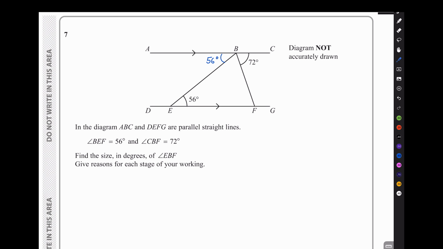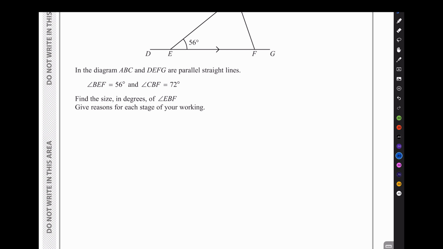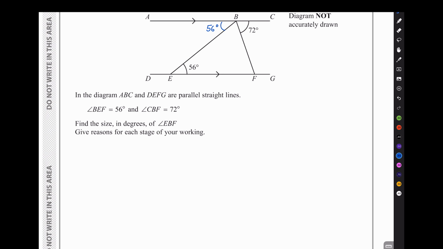So yeah, now let's just read the question. Find the size in degrees of EBF. Okay, so that's exactly what we just found. This is what we need. And also we have to give reasons for each stage of our working. So first of all, we need to write this and then write the reasoning.